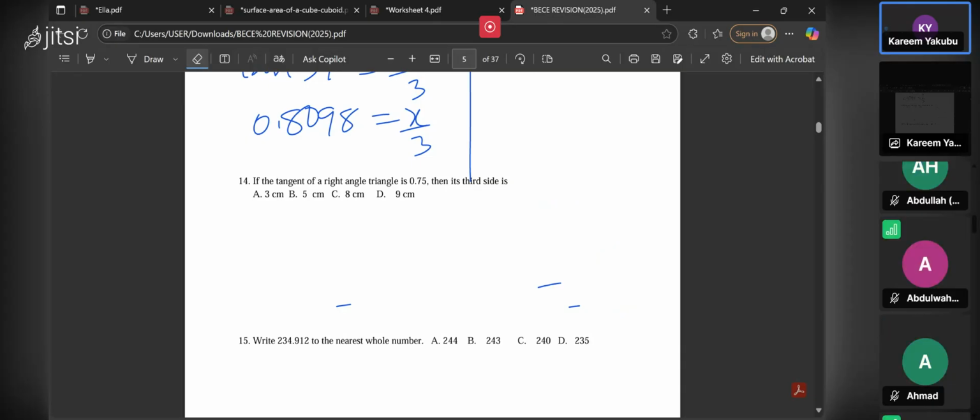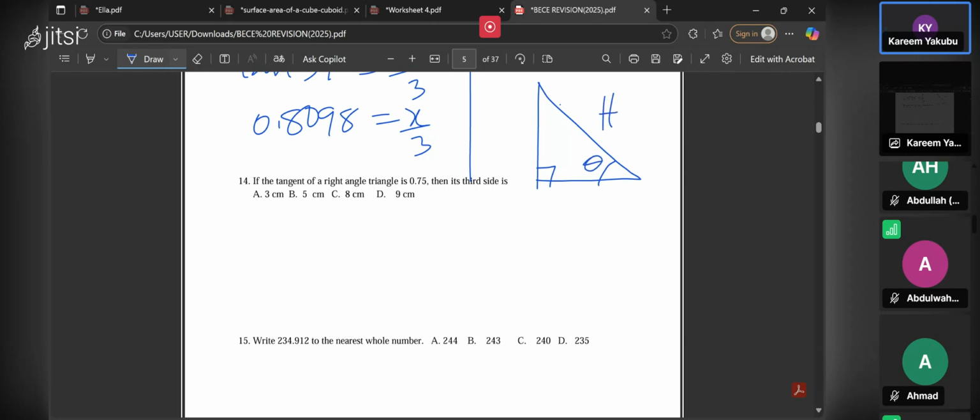Let me read the question. The question says, if the tangent of a right angle triangle is 0.75. This is what we call that. A right angle triangle is this way. This is the right angle here. Then let us know this is the angle we have, theta. This is the hypotenuse. This is the opposite. This is the adjacent. They are now telling us that tan theta is equal to 0.75.